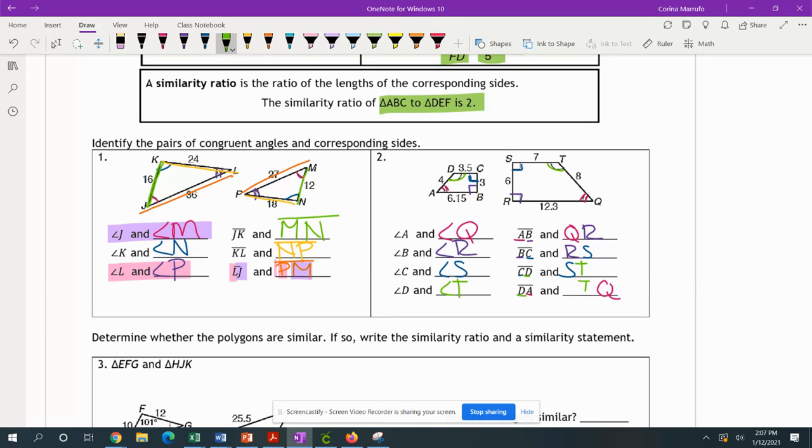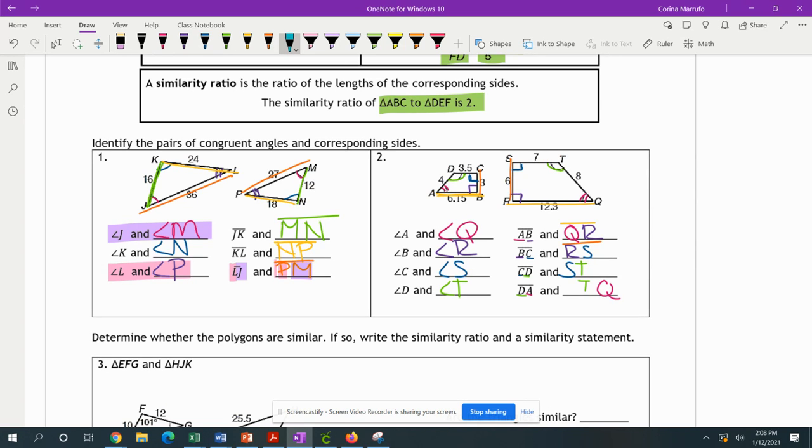Okay, so just to double check real quick. They tell us from A to B, so here's A to B. Okay, it goes from the pink to the purple angle, so this one should go QR. Okay, then we have B to C. B to C is this side here, so B to C and RS. Okay, which is what I wrote there.